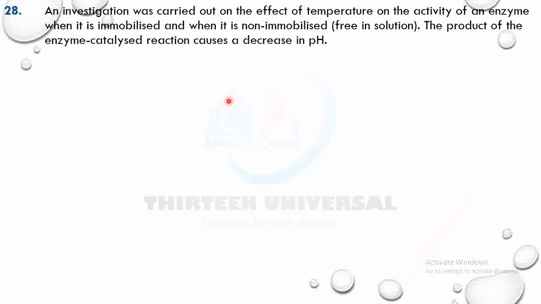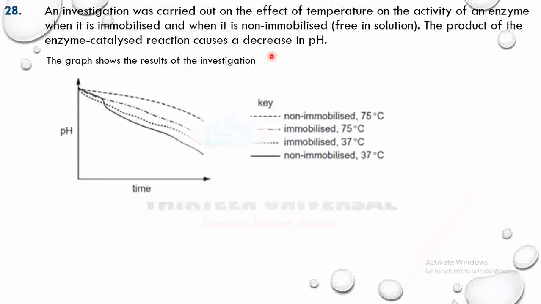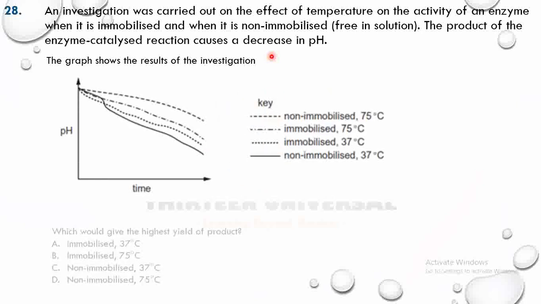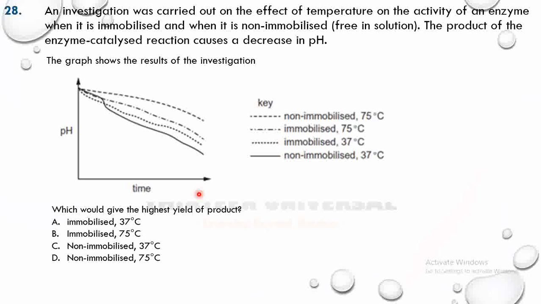All right. An investigation was carried out on the effect of temperature on the activity of an enzyme, when it is immobilized and when it is non-immobilized, free in solution. The product of the enzyme catalyzed reaction causes a decrease in pH. All right, look at that. The graph shows the result of the investigation. So the question says, which would give the highest yield of product? Pause the video. Which will give us the highest yield of product?